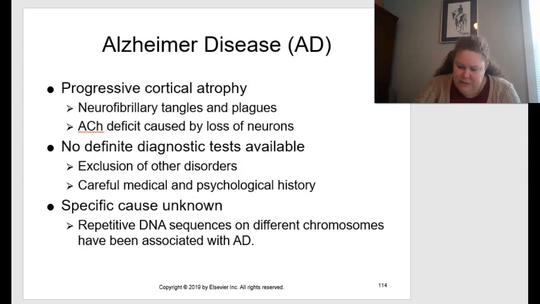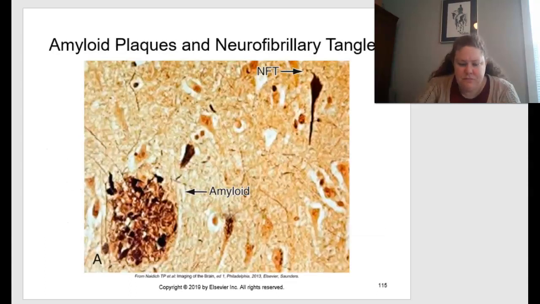So Alzheimer's disease is on page 375, and basically approximately 10% of the population older than 65 years of age has Alzheimer's, and this increases to 25% when you're older than 85 years of age. This is caused by amyloid plaques and neurofibrillary tangles, and this is figure 14.32 on page 376.